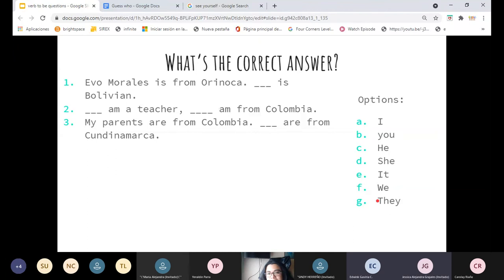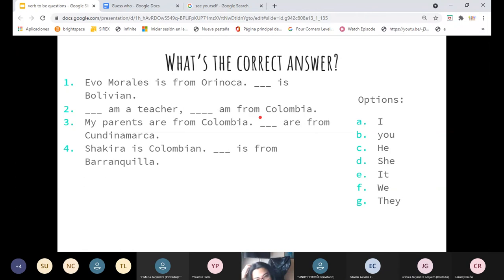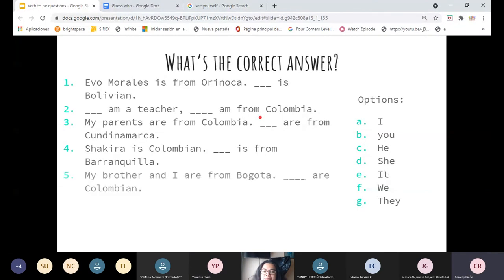My parents are from Colombia. They are from Dinamarca. That's right. So here we're going to say they, right? They. Good. And what about this one, guys? Shakira is Colombian. She's from Barranquilla. Good. All right. My brother and I are from Bogota. We are Colombian. Great.